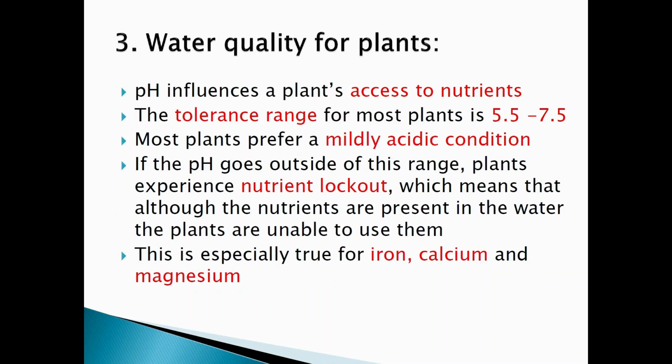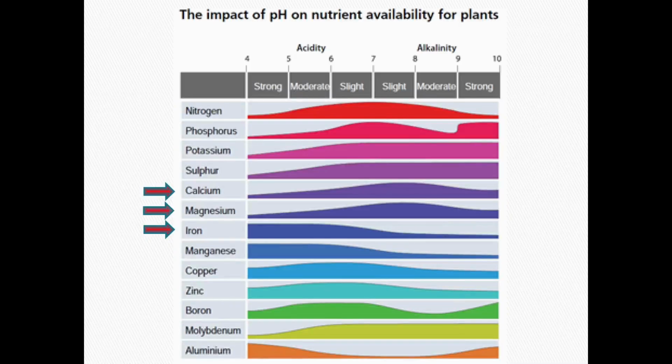The pH is very important as it influences a plant's access to the nutrients. The tolerance range for most plants is from 5.5 to 7.5, and they prefer a mildly acidic condition. The reason pH is so important is if you go outside of the range of your plant's pH requirements, they'll go into what's called nutrient lockout, which means that no matter how many nutrients are present in the water, the plants cannot take them up. This is especially true for nutrients such as iron, calcium, and magnesium.